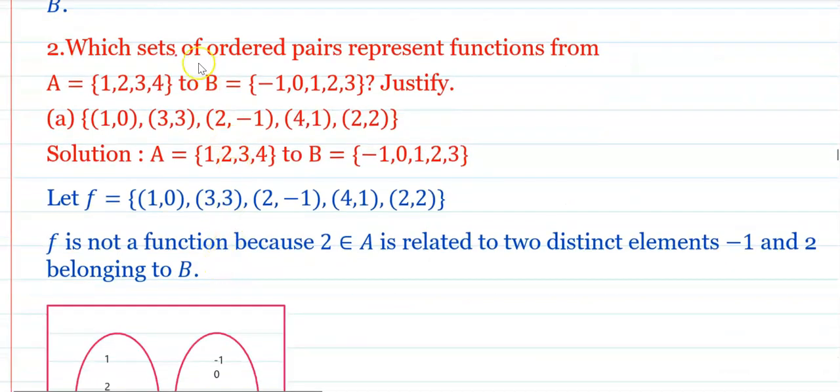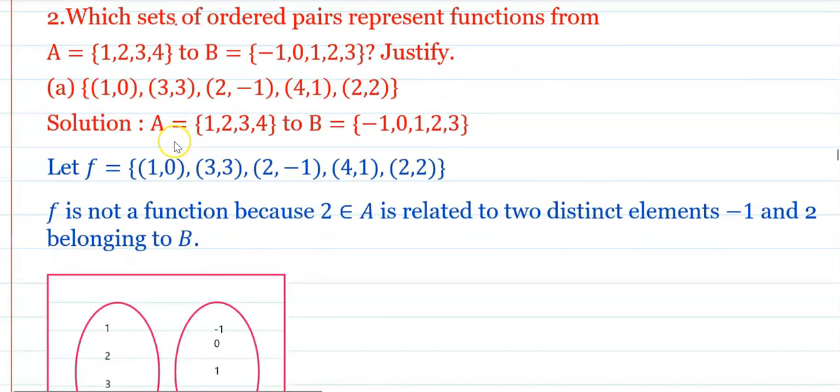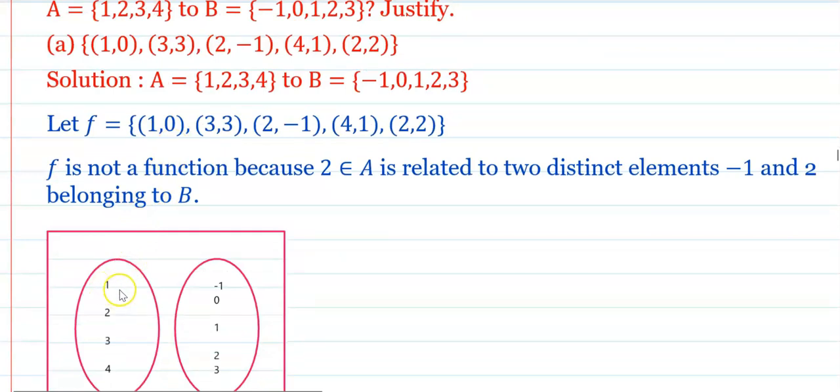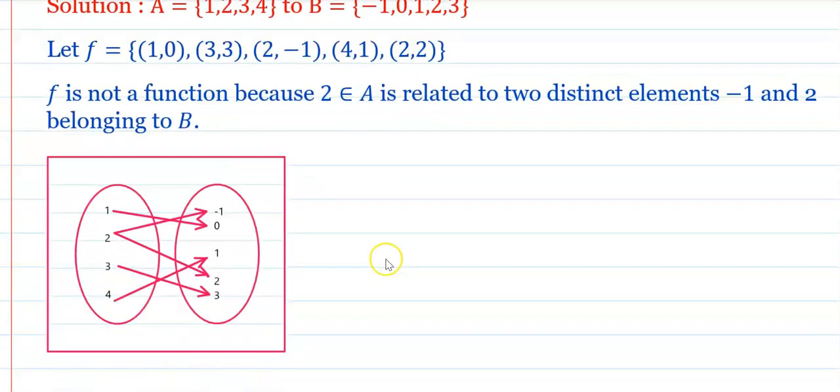Now the next, question number 2: which set of ordered pairs represents functions from set A to the set B, and justify? See this, the first relation. Here, I will write it here. Now see this, in this relation the image of 1 is 0, the image of 3 is 3, the image of 2 is minus 1, and the image of 4 is 1, and again the image of 2 is 2.